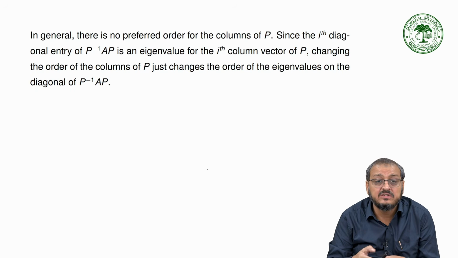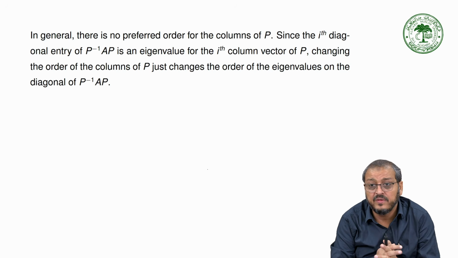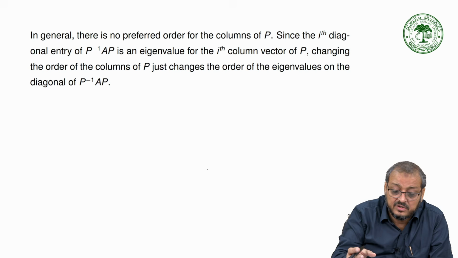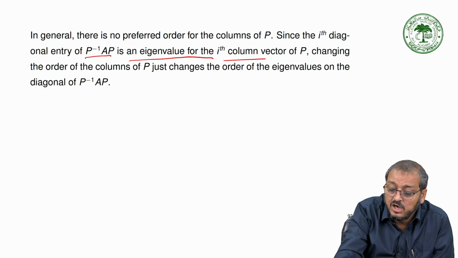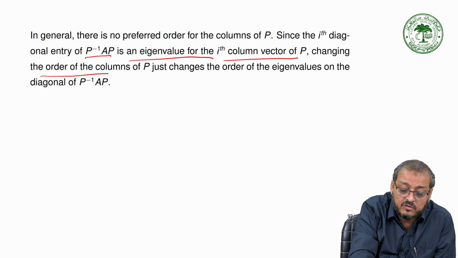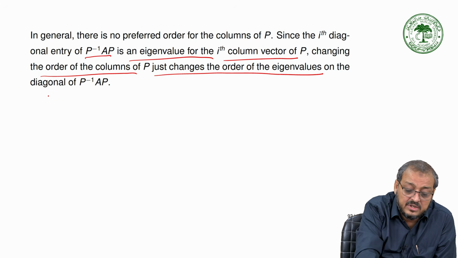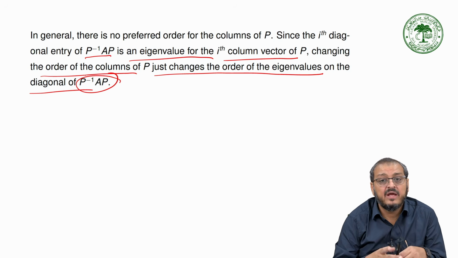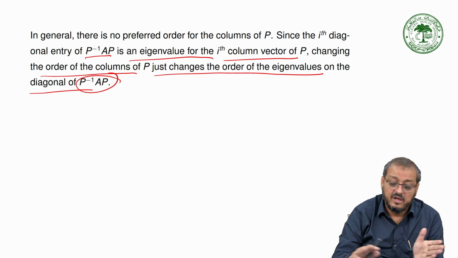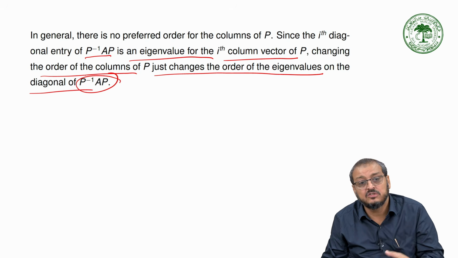Okay, so in general there is no preferred order for the columns of P, since the ith diagonal entry of P inverse A P is the eigenvalue of the ith column vector of P. So changing the order of the columns of P just changes the order of the eigenvalues on the diagonal. So this means again we do not prefer any particular order. We can change the order of the columns, and then the order of the eigenvalues also changes.